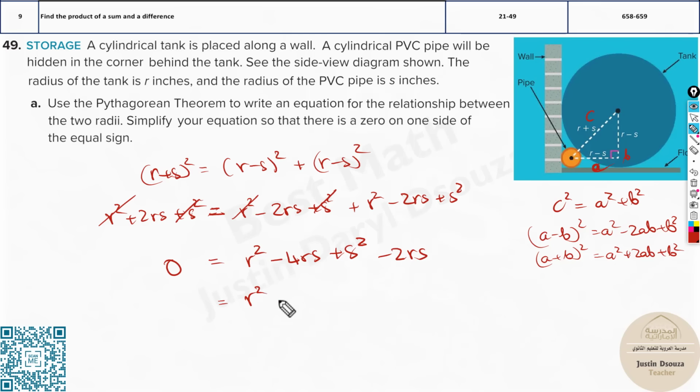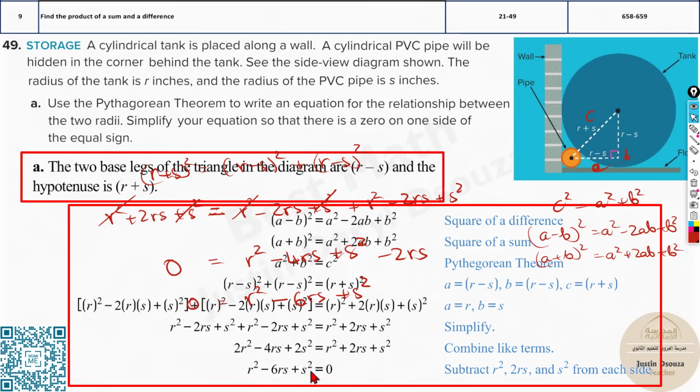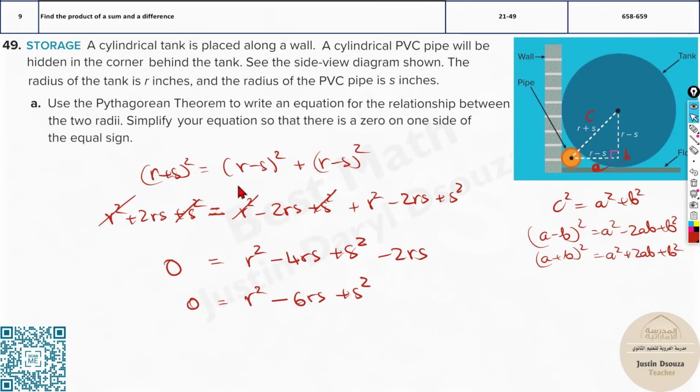So basically, we have r squared minus 6rs plus s squared equal to 0. That is the answer here. You can see that's the final answer. That's it. We have to simplify. You can just simply apply the formulas and expand it and simplify by cancelling the terms, whichever can be cancelled.